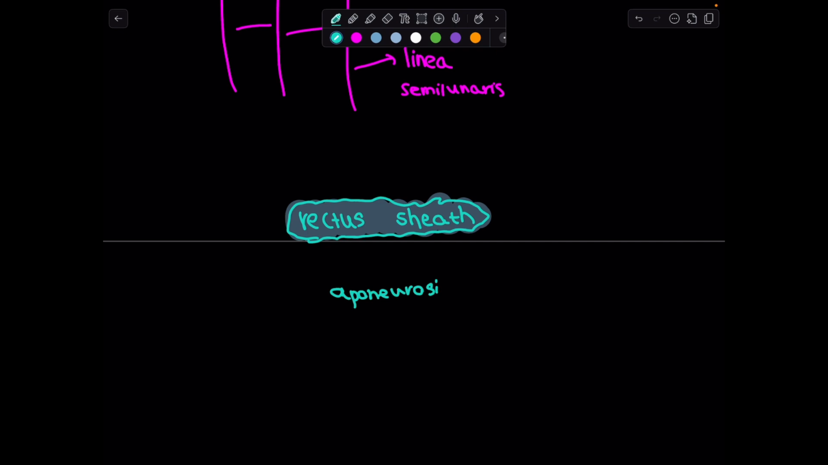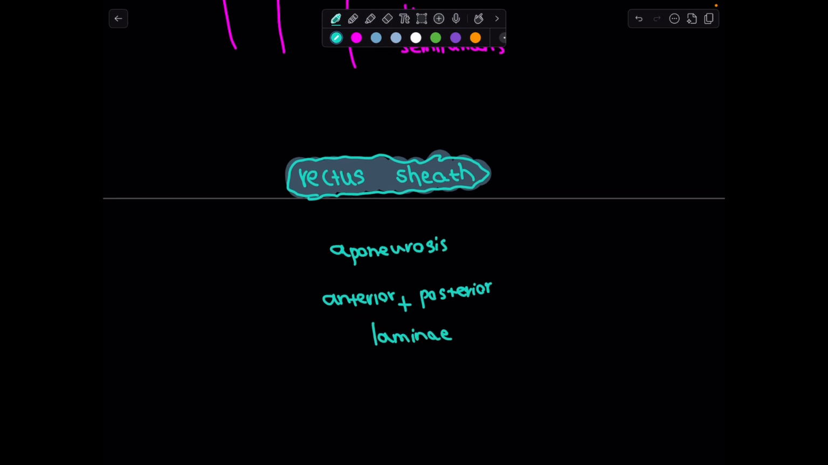The rectus sheath is a fibrous envelope formed by the aponeuroses of the external oblique, internal oblique, and transversus abdominis, enclosing the rectus abdominis muscle. An aponeurosis is a flat, tendon-like sheet of connective tissue that anchors muscles to bones or other structures, like the broad, flattened tendons of the oblique and transversus muscles.